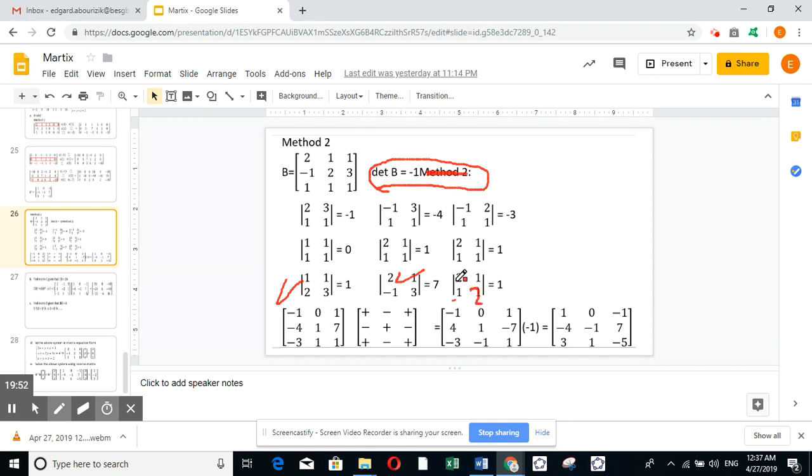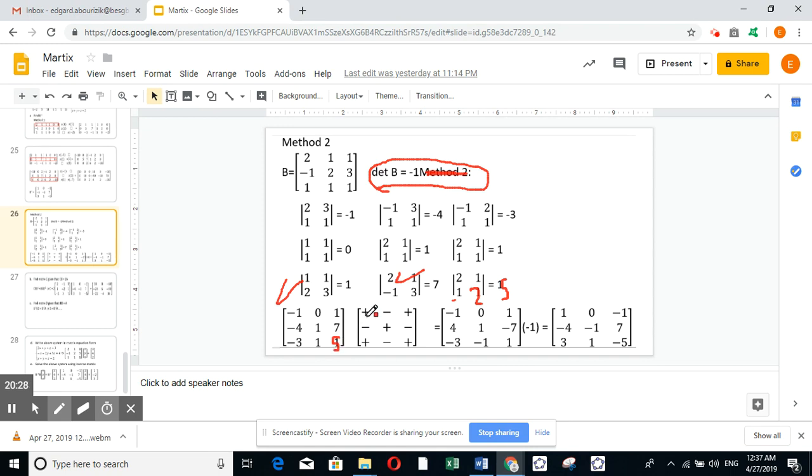Okay, so here I have something wrong. Let me see. 1 with 1, 2 with 3, 2 with 1, minus 1 with 3, and the last one 2 with 1, sorry, minus 1 with 2, correct. So this was wrong, so it will be 4 plus 1, this is 5. So I write it: minus 1, minus 4, minus 3, 0, 1, 1, and 1, 7, here 5.